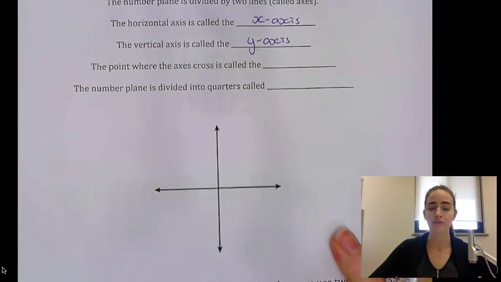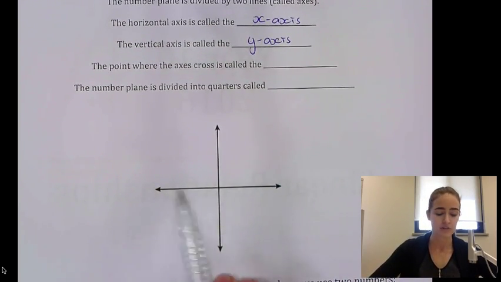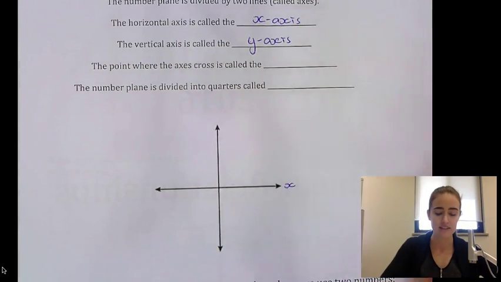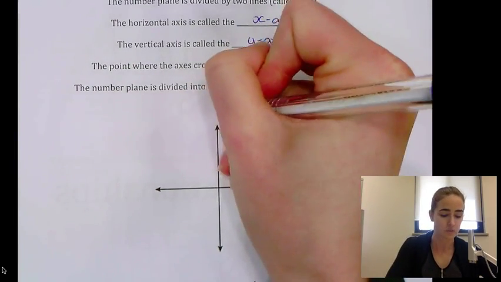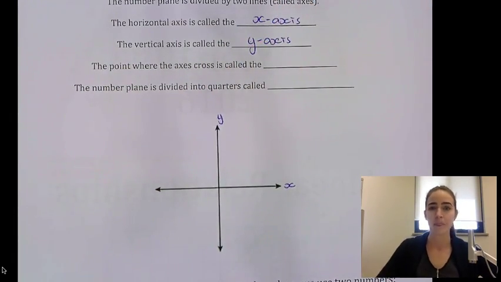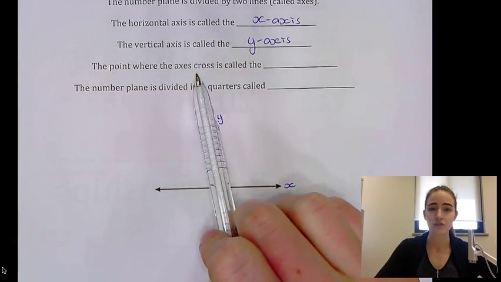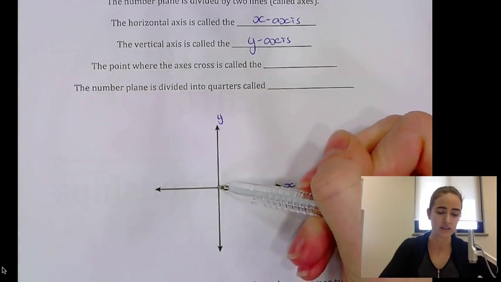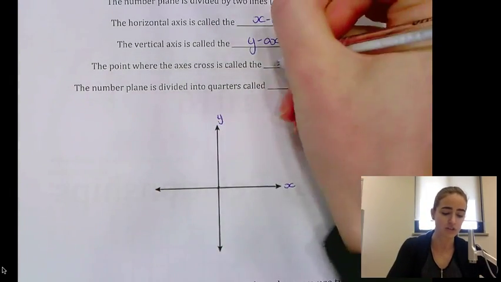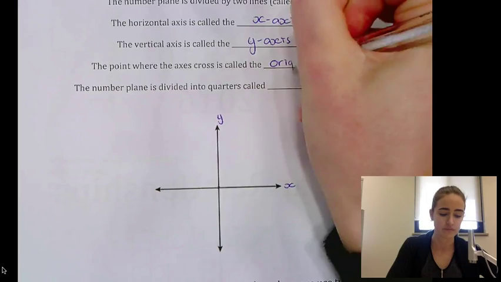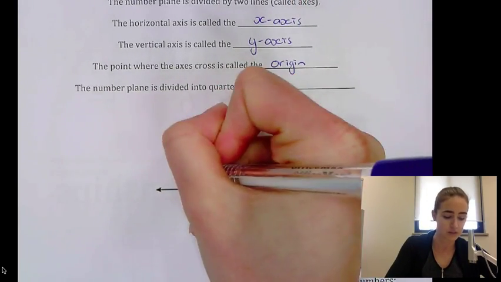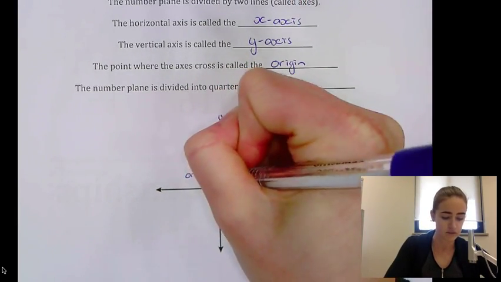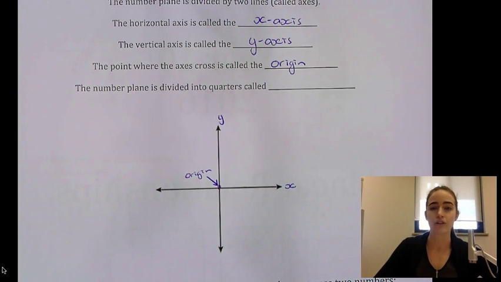So in our diagram down here, we're just going to label those. So our horizontal one is the x-axis, the vertical one is the y-axis. Okay, the point where the axes cross is called the origin. So this point here, right in the middle where they cross over, is called the origin. So we'll just label that as well. So that point there is the origin.